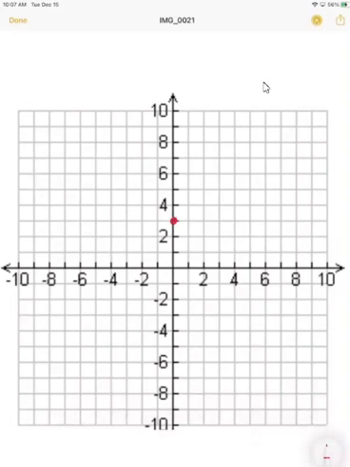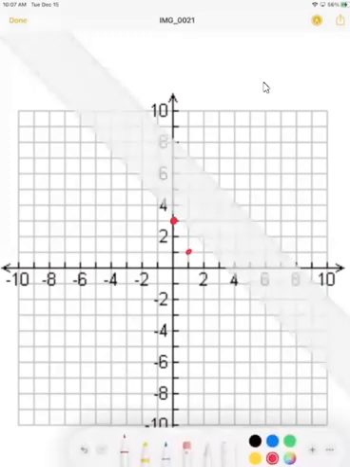Okay. And then my slope was -2. So I'm going to go down 1, 2, and then over 1. And I am going to draw my line.